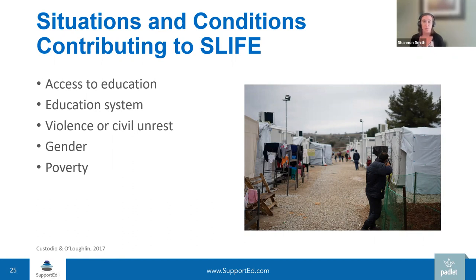Again, we noted poverty. Families may not be able to afford to send their children to school or afford to send them after a certain age. And finally, mobility. Families may be moving back and forth between their home country and the United States, or they may just be moving within the United States, which causes disruptions in education.